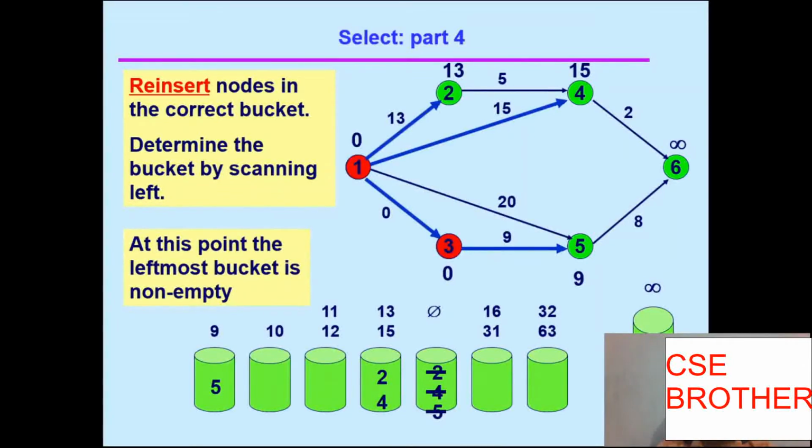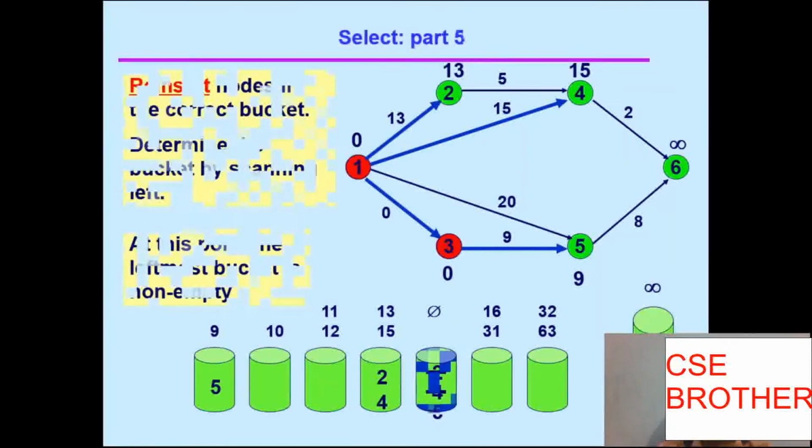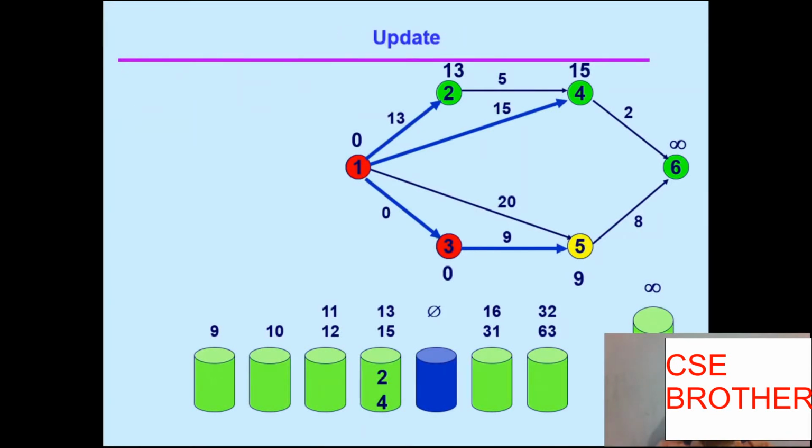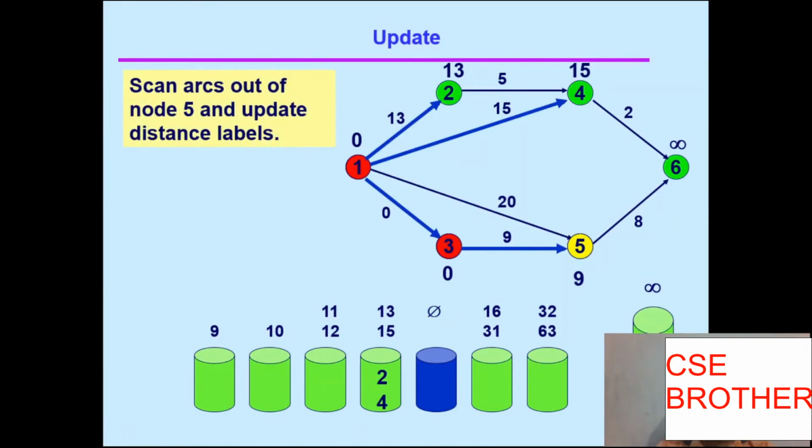At this point the leftmost bucket is non-empty. So select a node in the leftmost bucket, that is 5. Scan the node 5 and update the distance of the connected node. So now from the node 5 to 6 the distance is 8. So the total distance will be 17 and it will be updated at the node 6.